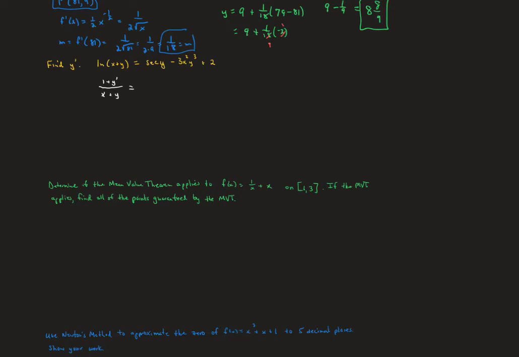The derivative of secant y is secant y tangent y times y prime. And now we're going to do our product rule. So different people do it different ways.